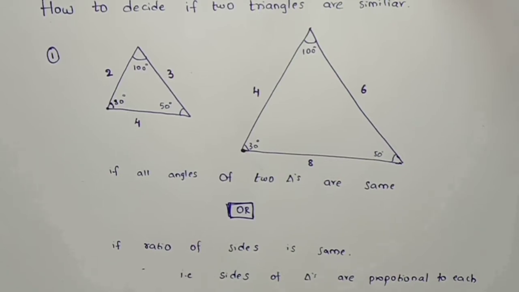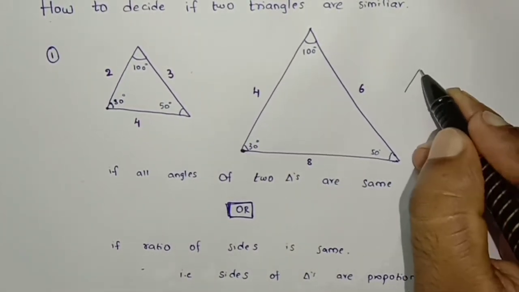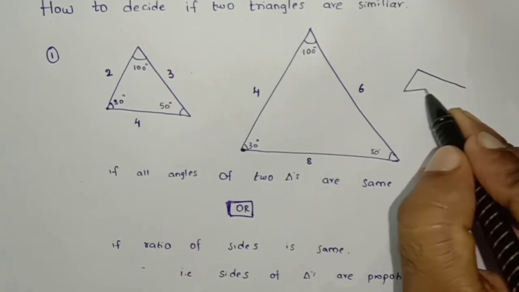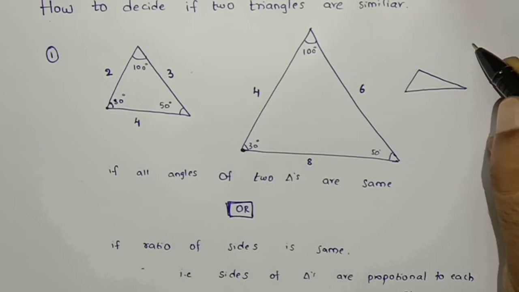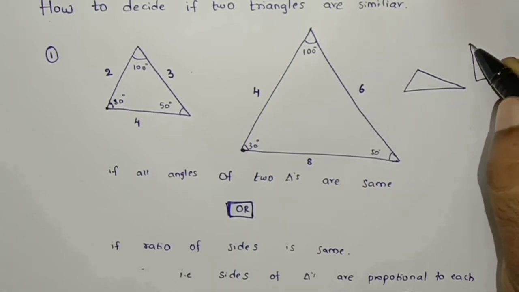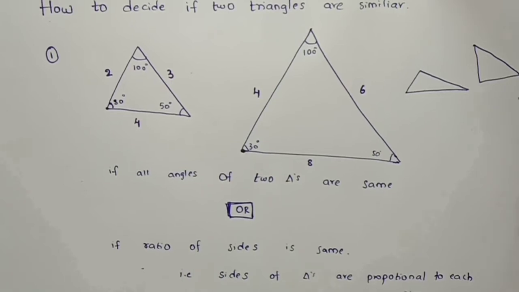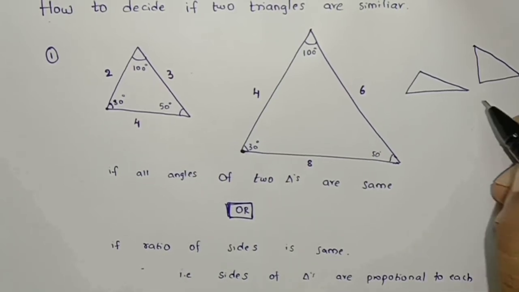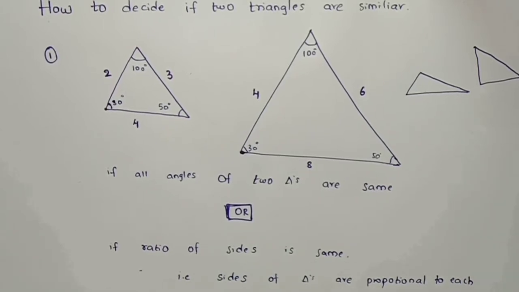Now, are any two triangles similar to each other? Let us take an example. Let me draw random triangles here. This is a triangle and this is one more triangle. Do these two triangles look similar to each other? No. Why? Because these two triangles have different shapes. So you can't say that two triangles are always similar to each other.